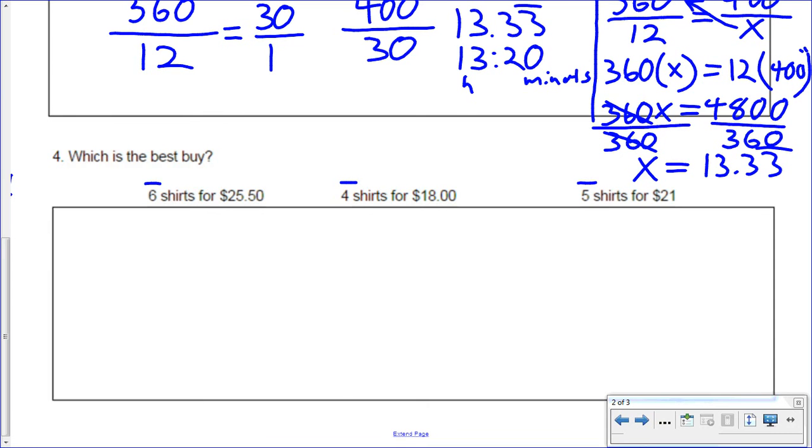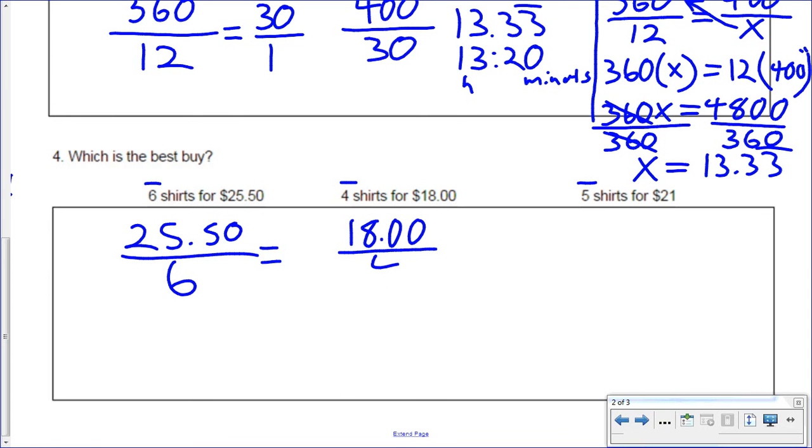So what we need to do is just take the total amount of money we spend in each scenario and divide it by the number of shirts we received. And the lowest number will win. The lowest price will win. So we're just going to set them all up here.